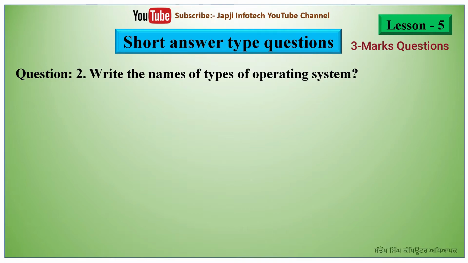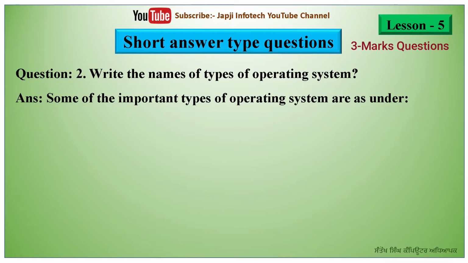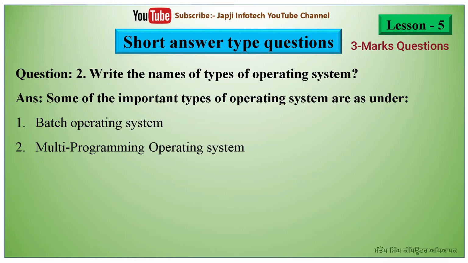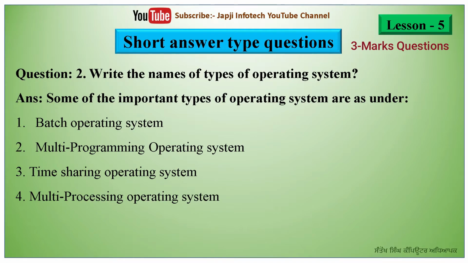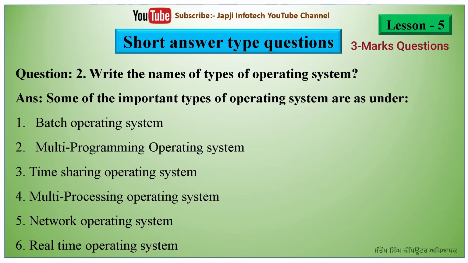And the second question is write the name of type of operating system. So some of the important type of operating system are as under. The first one is batch operating system. Second one is multi-programming operating system. Third one is time-sharing operating system. Fourth one is multi-processing operating system. Fifth one is network operating system. Sixth one is real-time operating system.